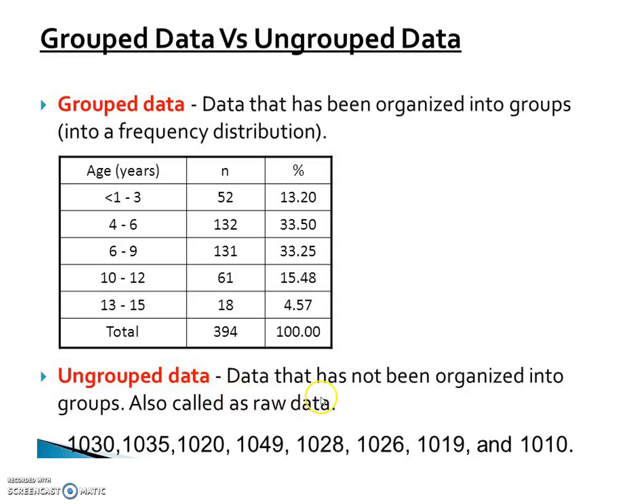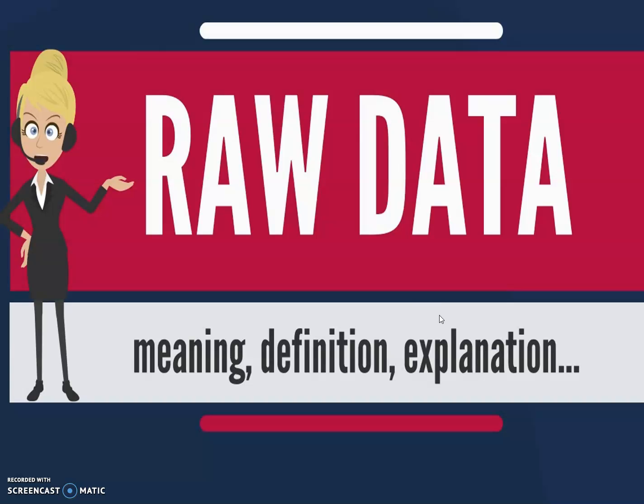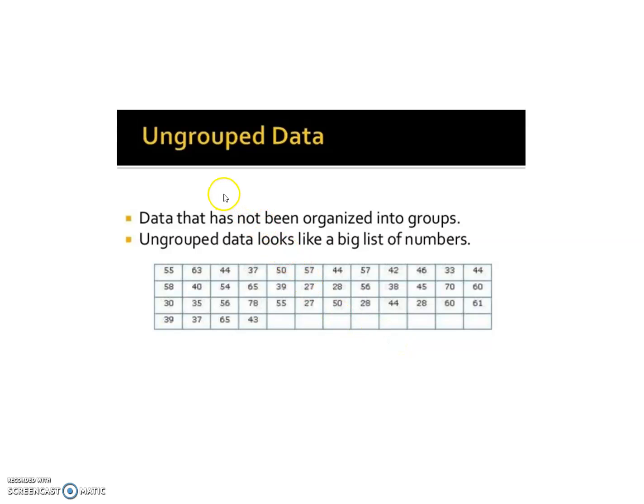What is ungrouped data? The data has not been organized into groups, also called raw data, and the frequency is also given, so it is called ungrouped data. Raw data, definition and explanation we cover. Ungrouped data is called raw data because the data has not been organized into groups. Ungrouped data looks like a big list of numbers or variables. Suppose we look here in this slide.